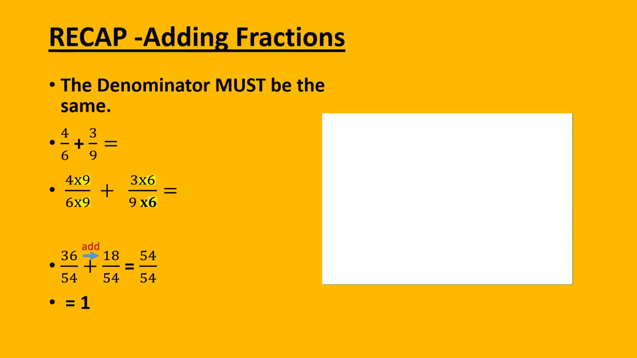So we're looking at adding fractions where the denominators must be the same. We're looking at another example here, 4/6 plus 3/9. So what do we do here? This is what we call the X factor. This is when we're using the denominators of both sides, the 6 and the 9, and we're going to multiply each side with each of the denominators.